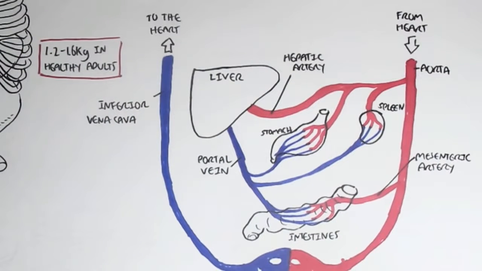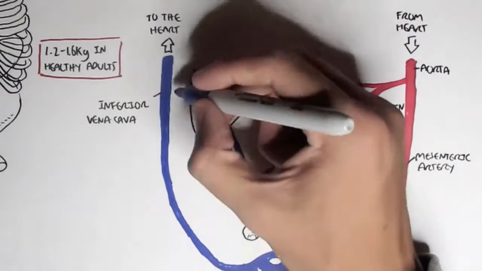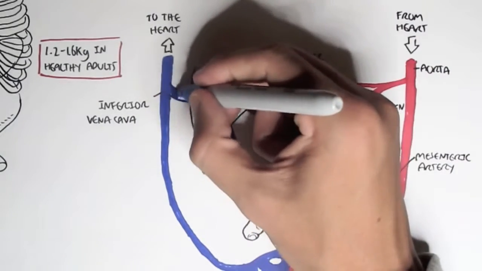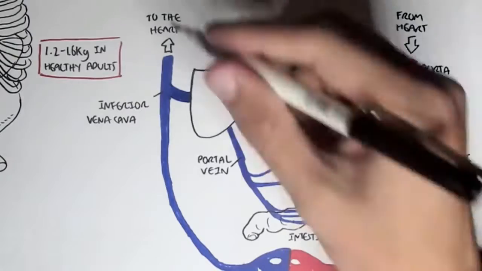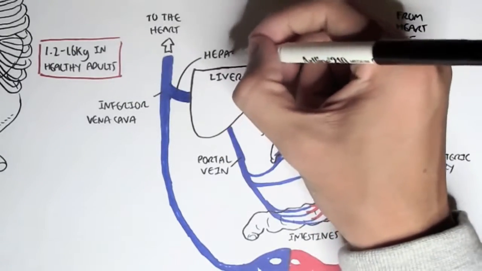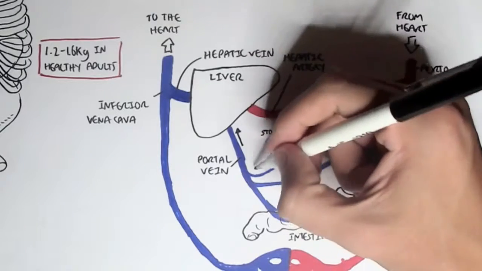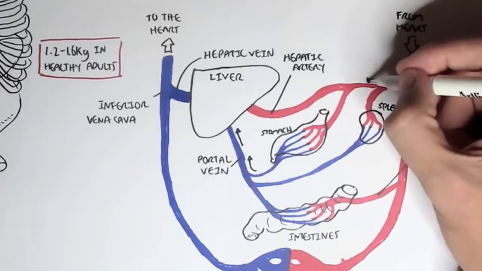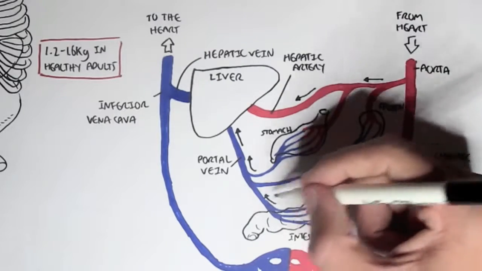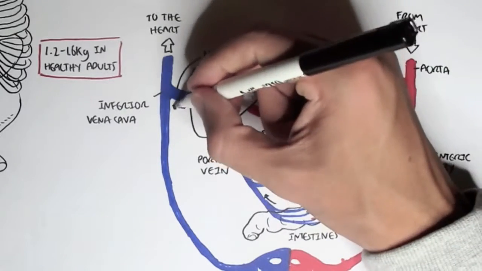So we see that we have the hepatic artery and we have the portal vein, one of them bringing in oxygen and the other bringing in nutrients. And then the liver, once it's used all this oxygen and nutrients, there will be another vein leaving the liver known as the hepatic vein, which connects to the inferior vena cava, which then goes back to the heart.